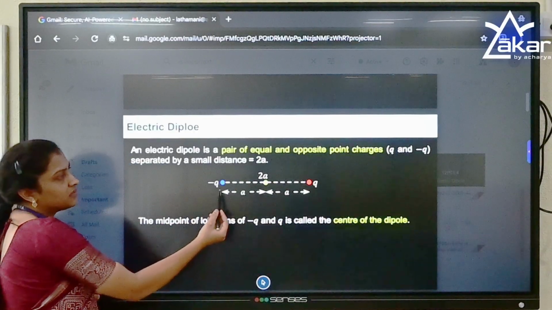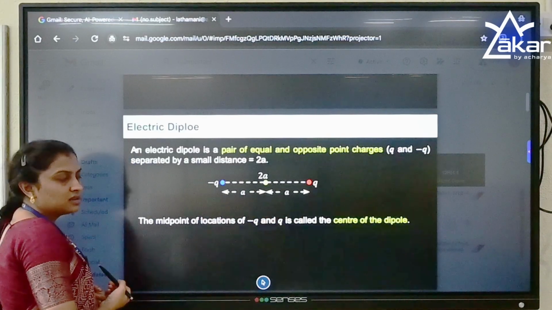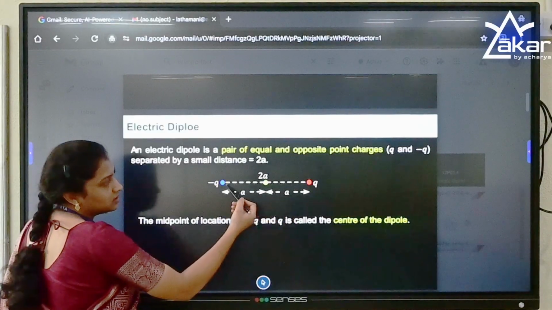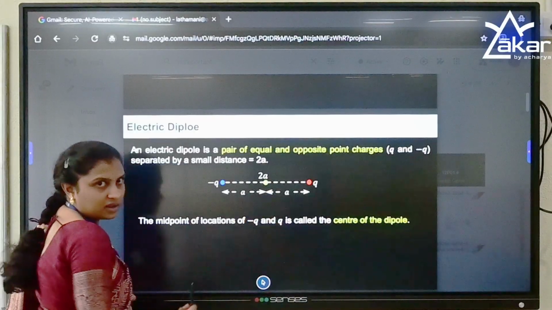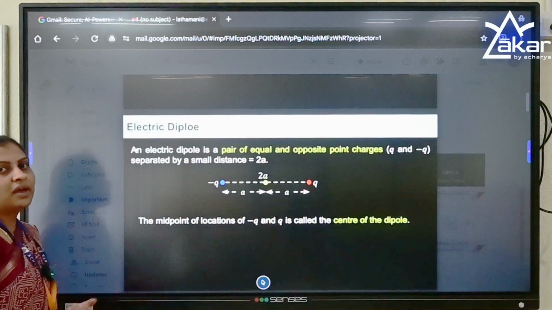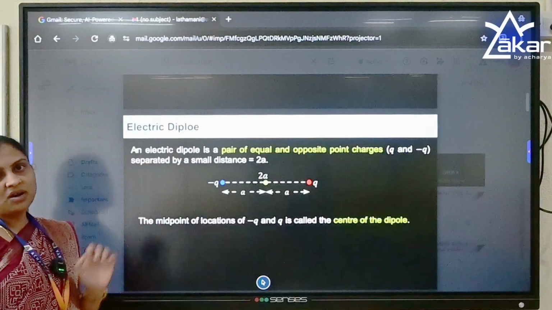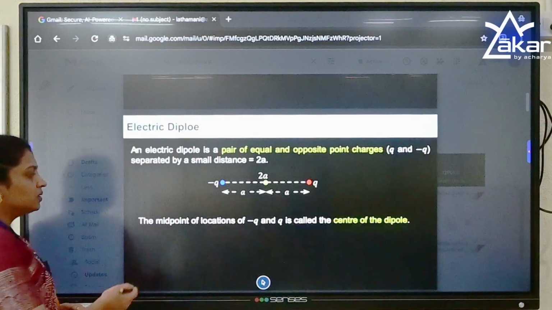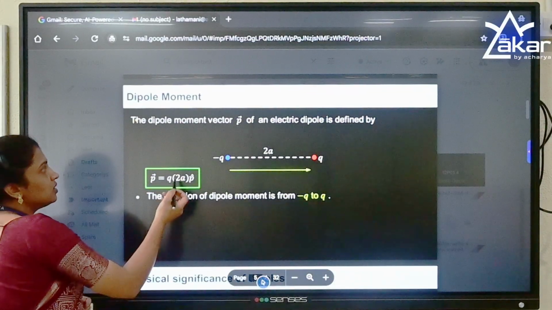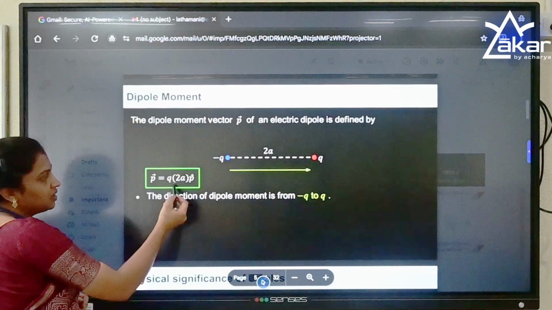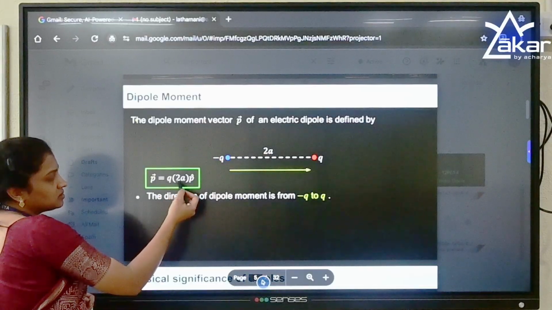A pair of equal and opposite charges, minus q and plus q, separated by a small distance. The distance from the midpoint is a on each side, so we will get 2a. So it is an electric dipole, a pair of equal and opposite charges separated by a small distance. Next is dipole moment. What is the meaning of dipole moment? The dipole moment is the product of the magnitude of the charges and the distance.